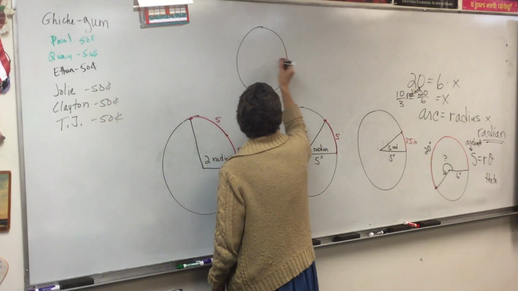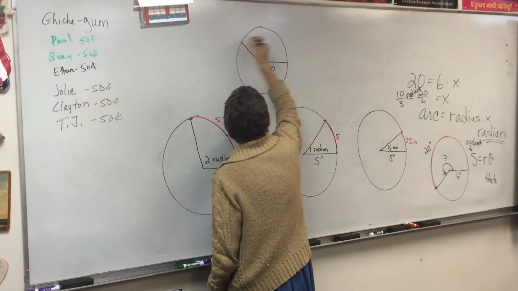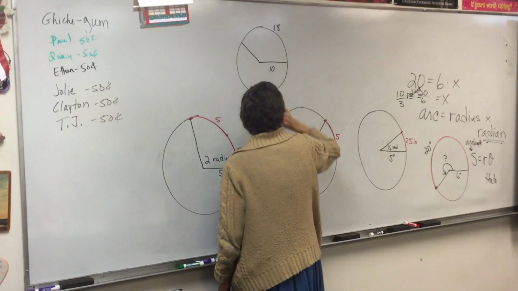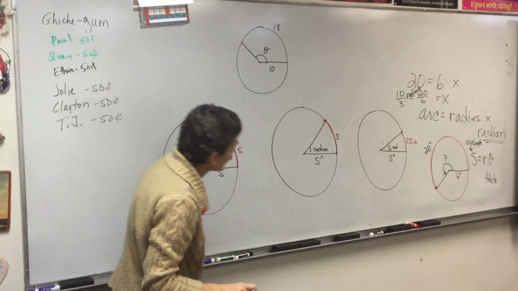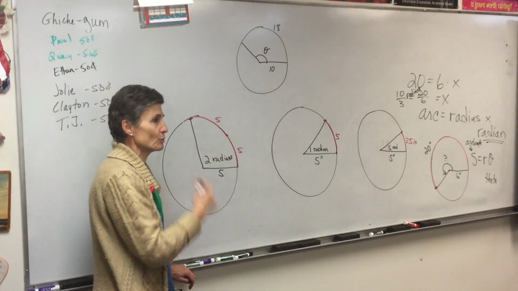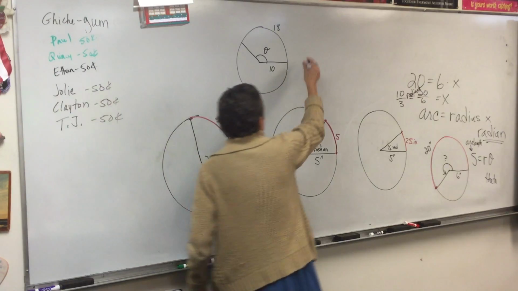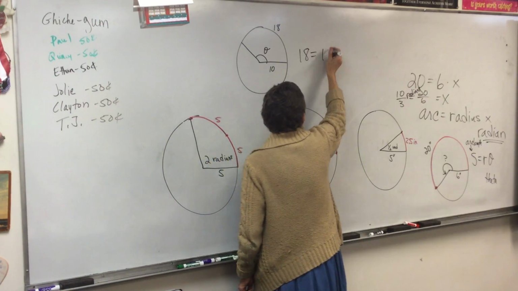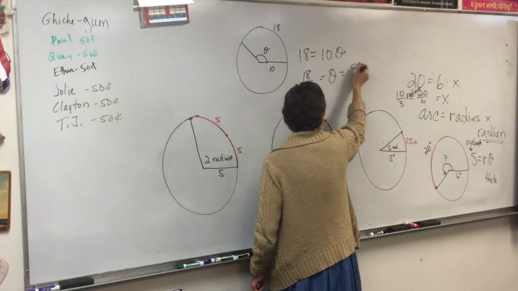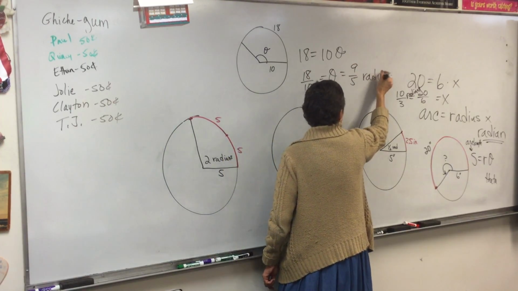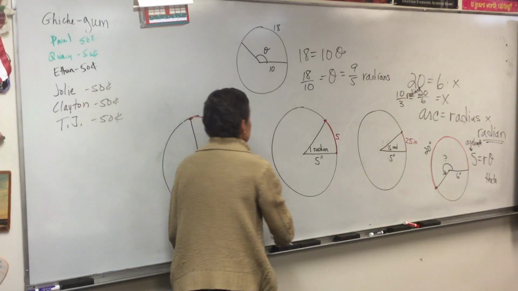Let's suppose we have this situation. Our radius is 10 and our arc length is 18. Could you tell me how big the angle is? Oh, I just did one like that, didn't I? All right, well, we'll do this one and we'll do another one. How big would that angle be? 18 equals 10 theta. So theta equals 18/10 or 9/5 radians. Right? I've done two just like that.